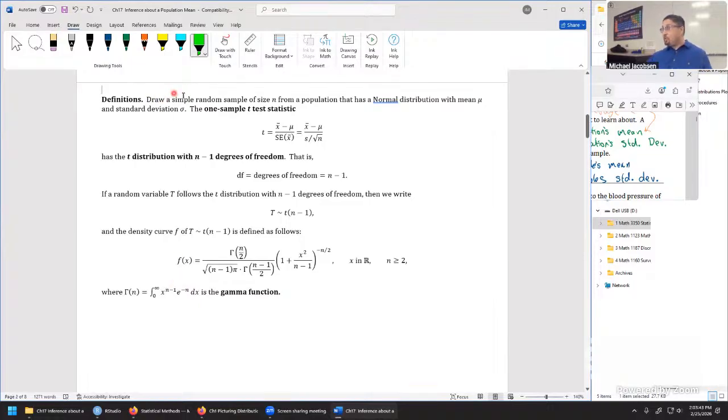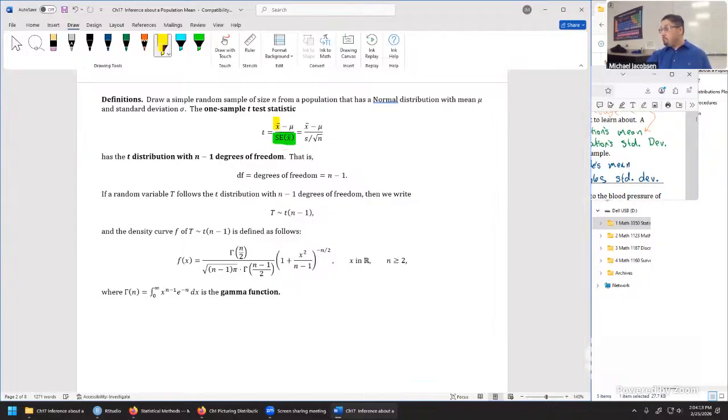We draw a simple random sample of sample size n from a population that has a normal distribution with mean mu, standard deviation sigma. We can in fact delete this with our robustness conditions later and rely on the central limit theorem. But for the moment, we'll let that assumption stand. The one sample t-test statistic looks like this, the same one we did before, but with the standard error incorporated inside of it.